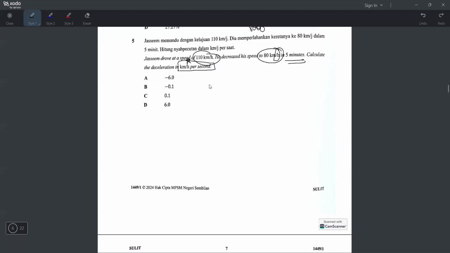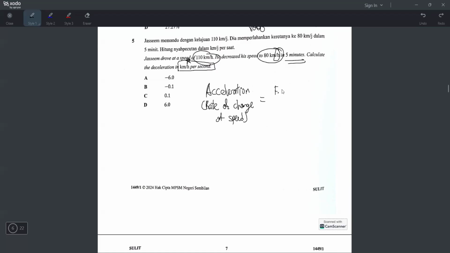Okay, first thing, let's talk about the acceleration formula. Acceleration has another name. Sometimes we call it acceleration, sometimes we call it rate of change of speed. But it's the same thing. And let's talk about the formula.